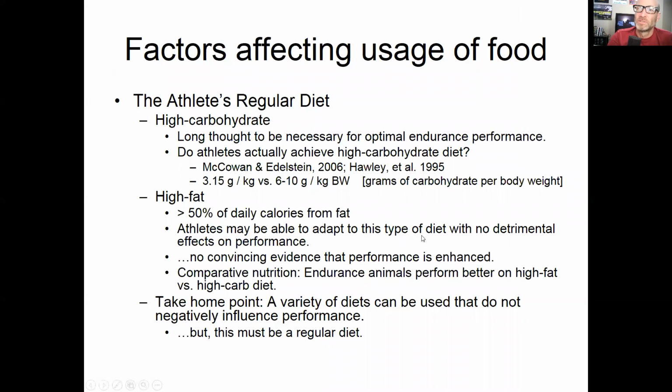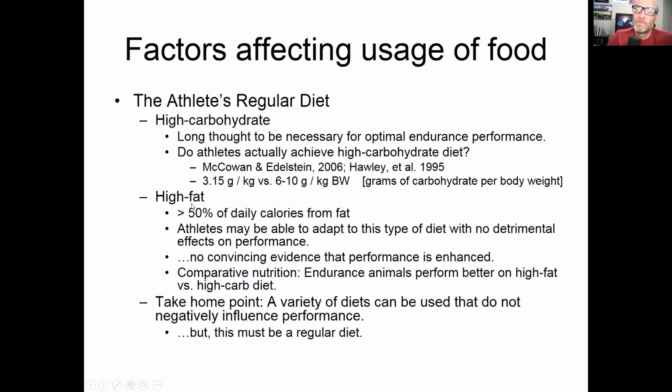Okay, the athlete's regular diet, I've made reference to that. High carbohydrate, long thought to be necessary for optimum endurance performance, but do athletes actually achieve a high carbohydrate diet? And so there's some data in the book where they actually checked athletes, and they found that the athletes who thought they were on a high carbohydrate diet were not actually on a high carbohydrate diet.